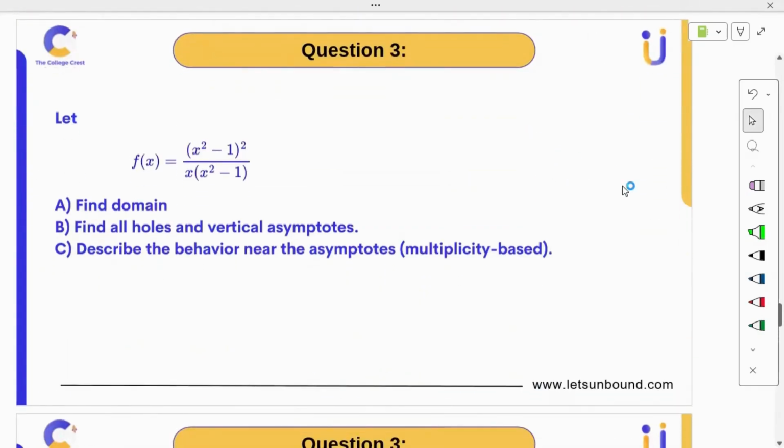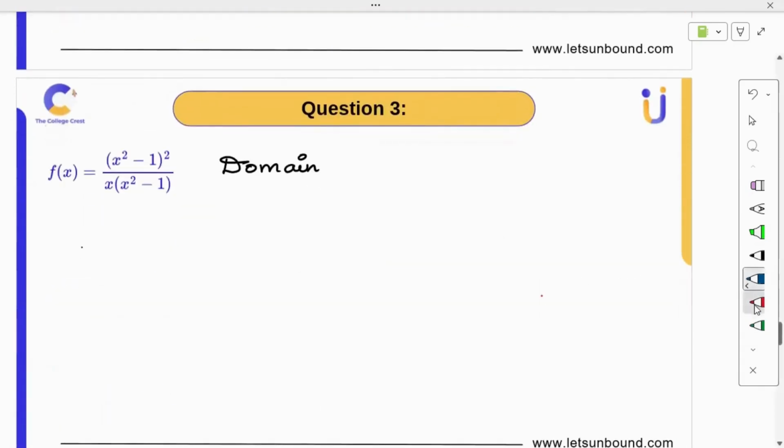A function is given. Find domain, holes, vertical asymptotes. Describe the behavior near the asymptotes, multiplicity based. So let's start with domain. Domain means don't simplify. For holes and vertical asymptotes, we will simplify, but for domain, no simplification. Take the raw function's denominator: x, put it to 0. Another factor is x squared minus 1, put it to 0 and solve for x. So this x is 0. This will give you x squared equal to 1, x is equal to plus or minus 1. Don't forget these: plus 1, or x is equal to negative 1.